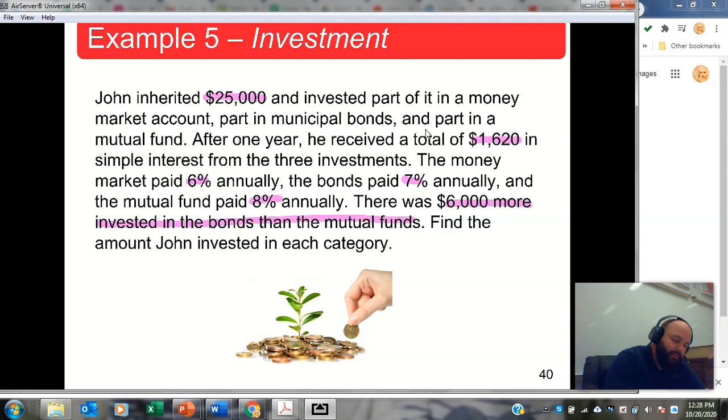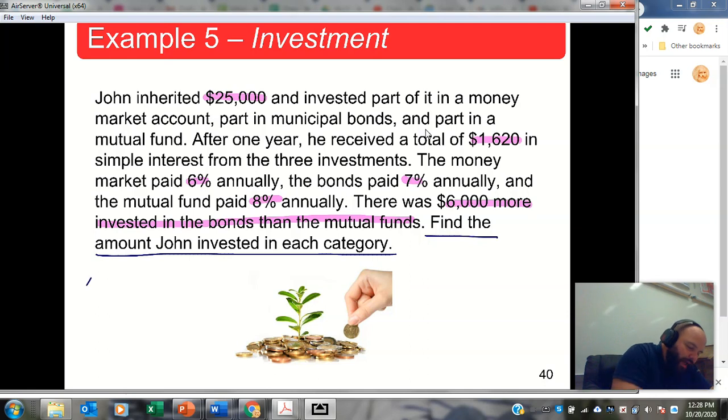And the last thing that we're going to talk about is I'm going to underline, find the amount John invested in each category. So the question, or the statement telling you what to do, is where we want to start. What we want to start by doing is defining our variables. What are the unknowns? What are we trying to figure out? And so the statement says find the amount John invested in each category.